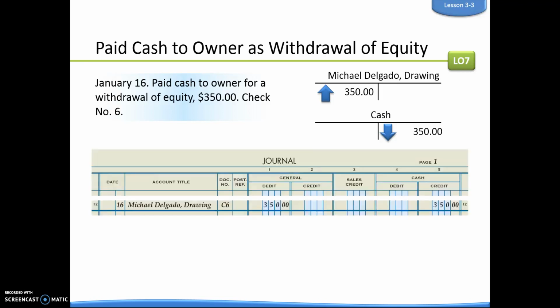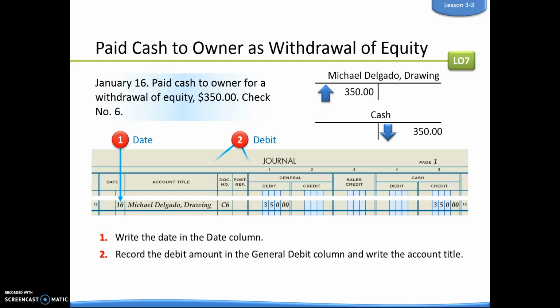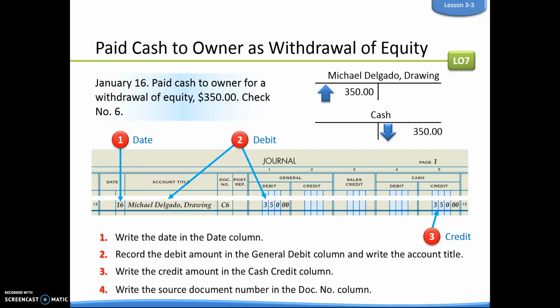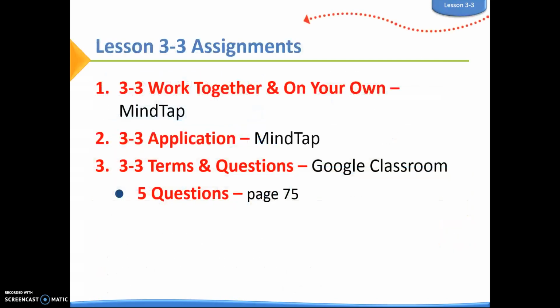So what that looks like in our journal, again, date is the 16th. We're still on the first journal page, so we leave it as just the day. Our debit is for Michael Delgado Drawing, so we're going to fill that in first and put our $350 debit in the general debit column. Our credit is for cash, so we put that over in our cash credit column. And then we have our document number, which is C6, and we fill that in under our document number column. And just like that, everybody, you have journalized 5 or 6 transactions.